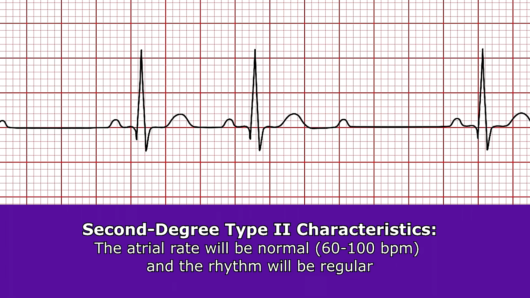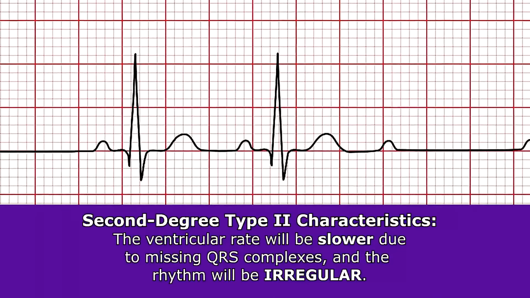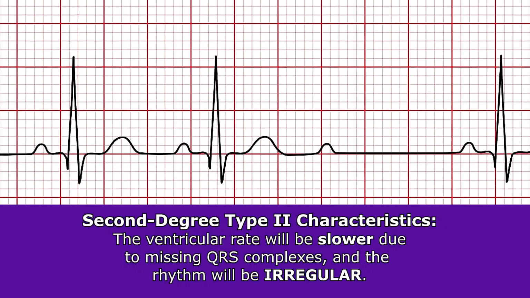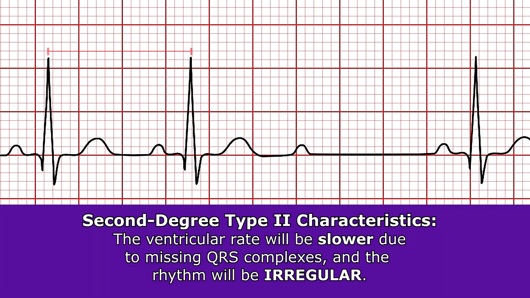So whenever you look at the characteristics and criteria for this rhythm, you'll see the following. The atrial rate will be normal, 60 to 100 beats per minute, and the rhythm will be regular. That PR interval is going to be constant. It's going to stay the same. And the PR interval can actually be normal or it could be prolonged. Now the ventricular rate will be slower, less than 60 beats per minute. And the reason for this is because we're missing some QRS complexes sometimes, which throws off our ventricular rate. And the rhythm of the ventricular rate will be irregular, again, because we're missing some complexes.